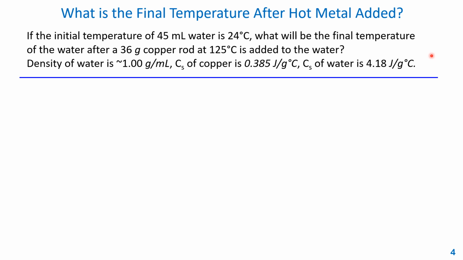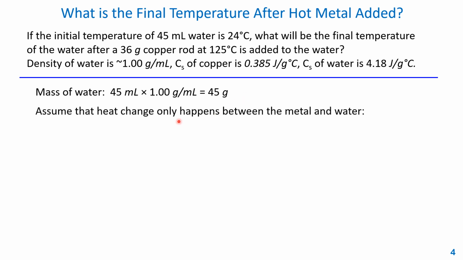Now, to solve this question, we need to find the mass of the 45 milliliters of water. Since the density is 1, it's actually the same number, 45 grams. And then assume the heat change only happened between the metal and the water, because actually you will lose some heat to the environment, but we assume we don't have that heat loss. Based on the first law of thermodynamics, the heat change of water and the heat change of metal together total 0. That means the total energy will not change, it will be constant.